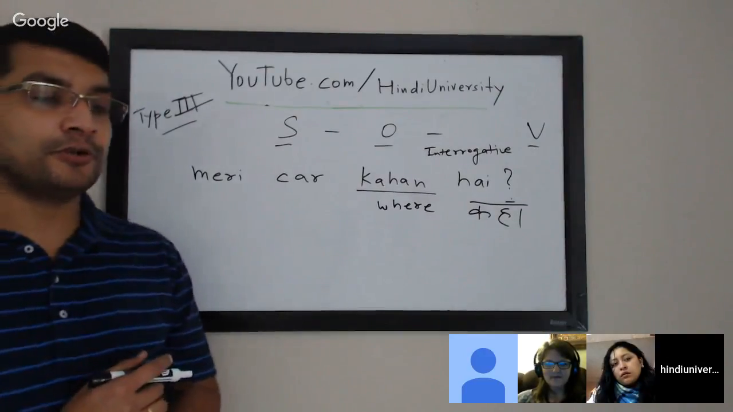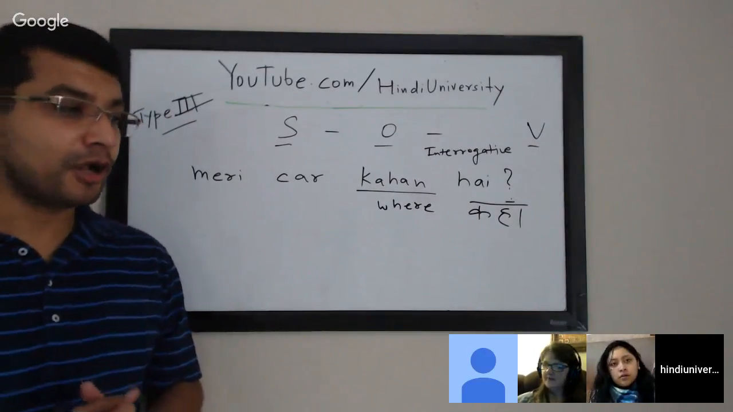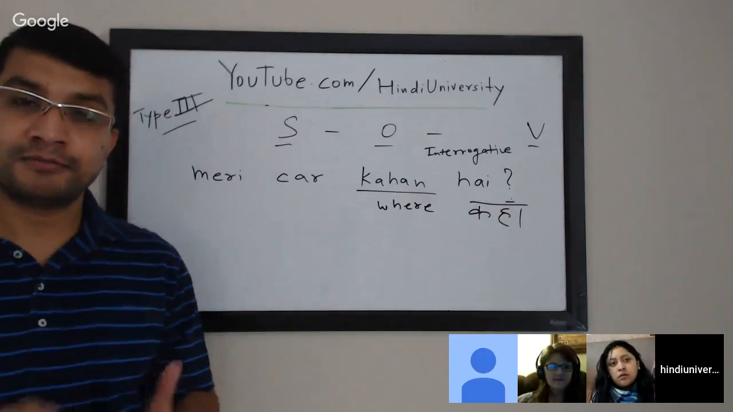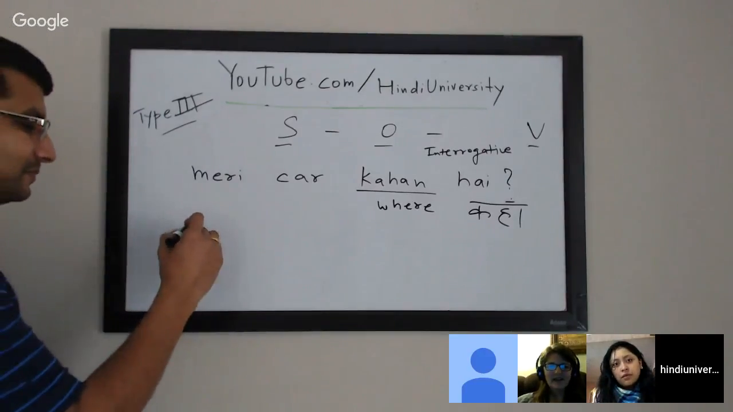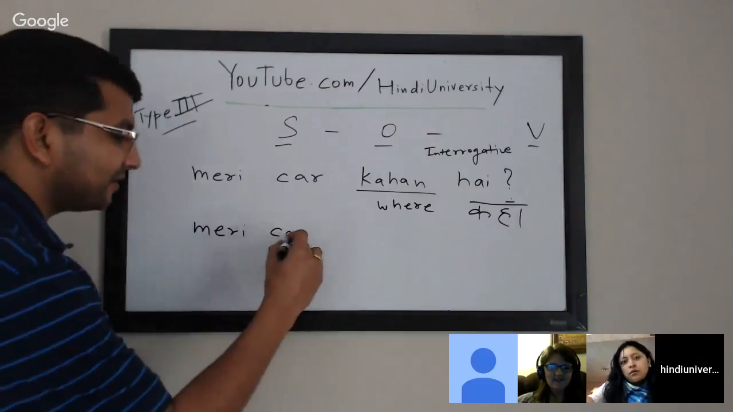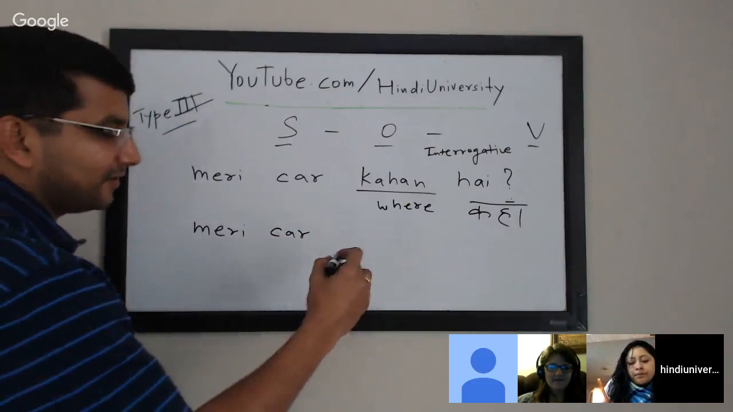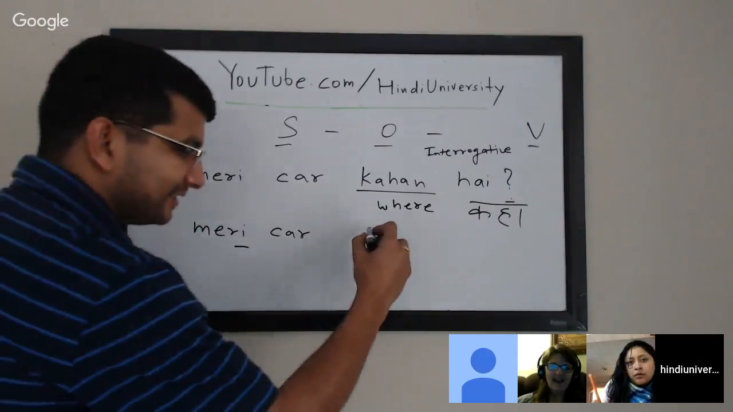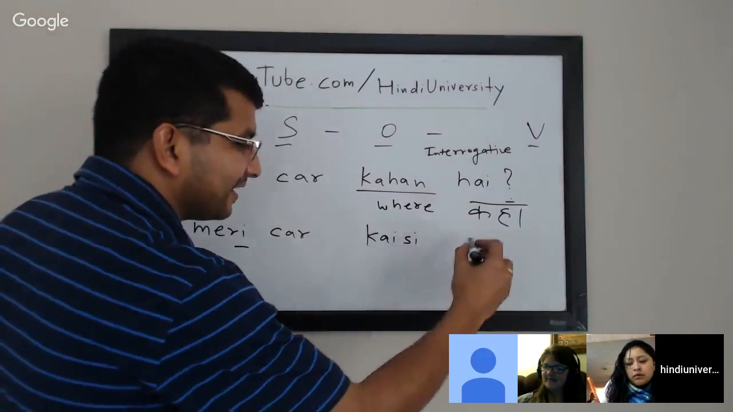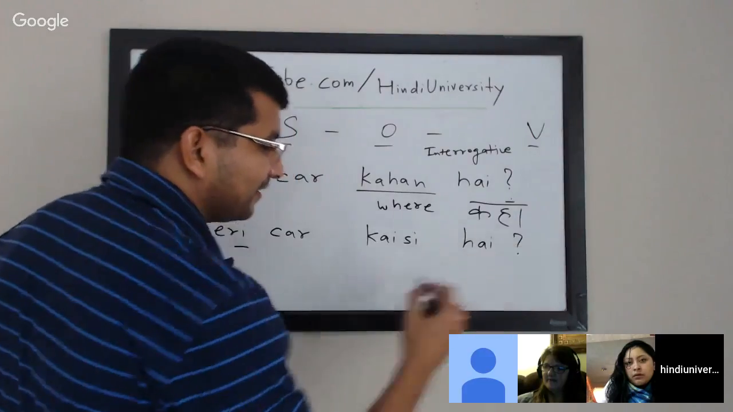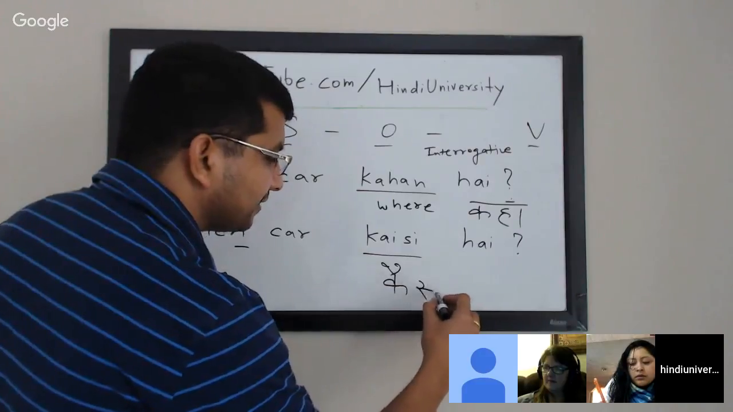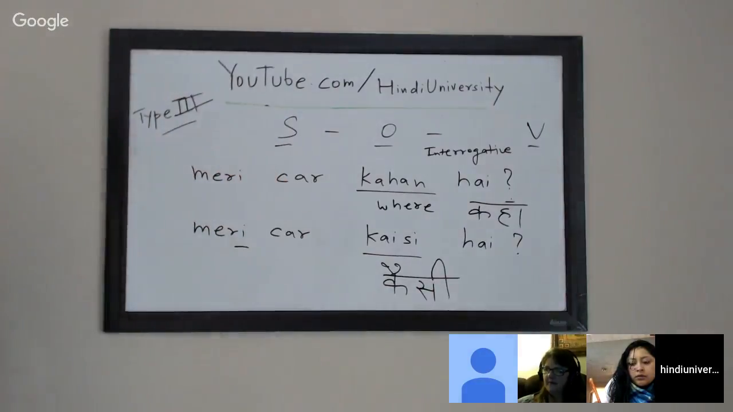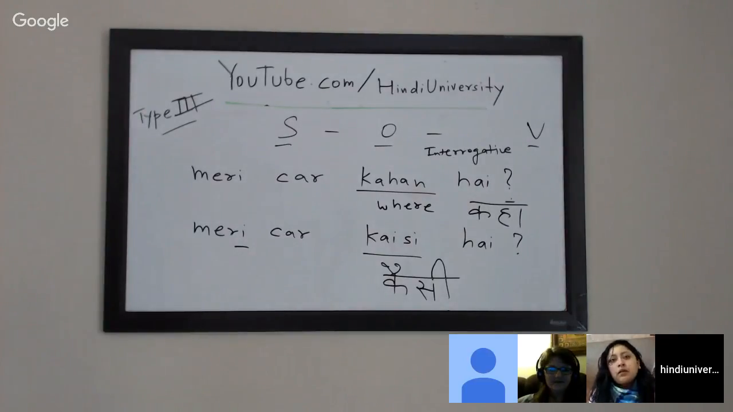Now let's say you just got a car and you're asking your friends, how's my car? What's your thought process? How will you ask your friend? मेरी कार कैसी है? Very good, मेरी कार कैसी है. You have a k with two a and then s with e. मेरी कार कैसी है. Okay. Good so far.